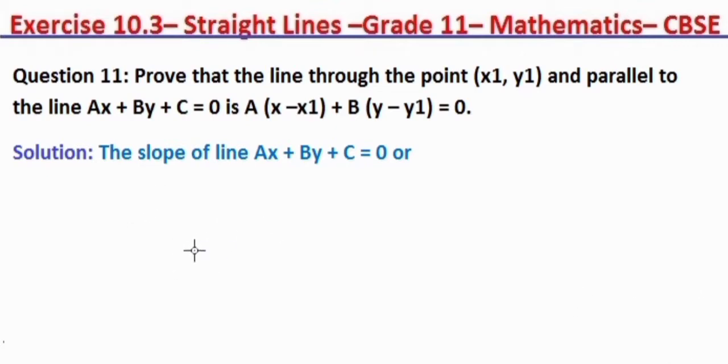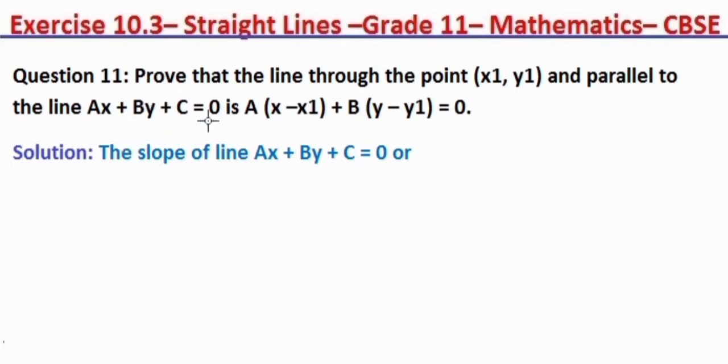Come on, let us discuss exercise 10.3, Straight Lines, Grade 11 Mathematics CBSE, question number 11. The question is: prove that the line through the point (x1, y1) and parallel to the line ax + by + c = 0 is a(x - x1) + b(y - y1) = 0. So we need to prove a(x - x1) + b(y - y1) = 0. The given line is ax + by + c = 0 and the given point is (x1, y1).